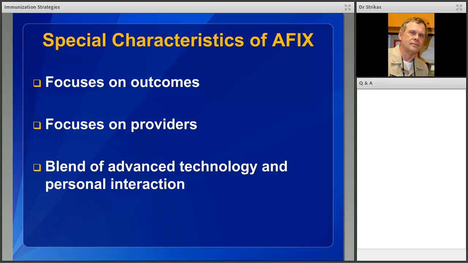Second, AFIX focuses on providers, those who are key to increasing immunization rates. AFIX requires no governmental policy changes, nor does it attempt to persuade clients to be vaccinated, but instead focuses on changing healthcare provider behavior. Third, AFIX, when used successfully, is a unique blend of advanced technology and personal interaction. Much of the AFIX process can be done electronically, increasing speed and accuracy of assessment and feedback, and streamlining reporting. However, the personal skills of the assessor and that person's ability to establish rapport with and motivate a provider and their staff are critical to achieving lasting results.